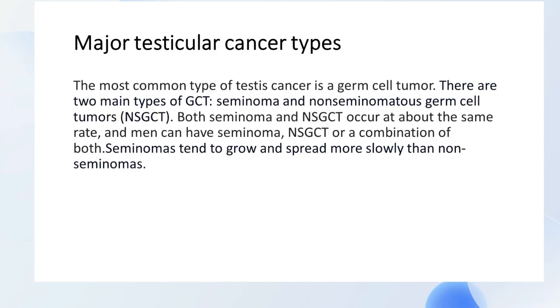So the major testicular cancer types, there are basically 2 major types, which are the seminoma and the non-seminomatous germ cell tumors. But I'm not going to delve more into these because it's not the gold standard for ultrasound scan to distinguish a seminoma from a non-seminomatous germ cell tumor.